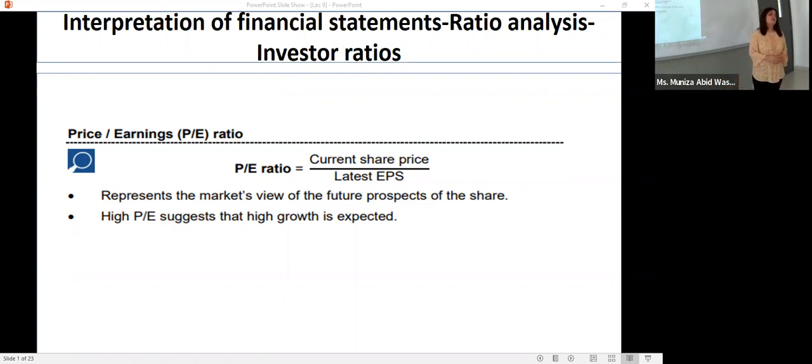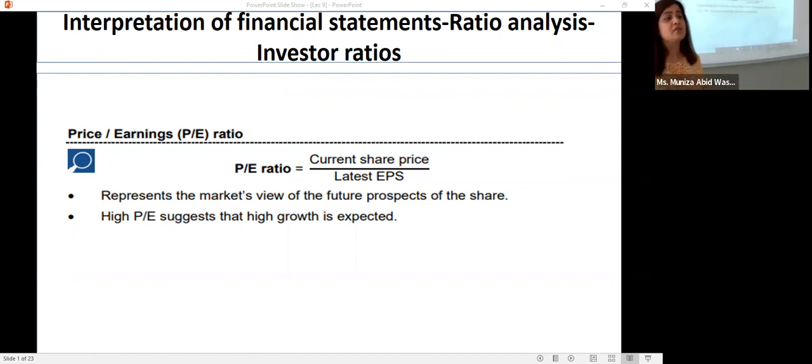Investor ratios are of fundamental importance for the investors, existing investors and the potential investors of the organization. Those investors who have already invested in the business and those investors who are thinking to invest in the business could use the investor ratios in order to analyze and interpret the financial position of a business. One by one, we are going to have a look at the investor ratios.